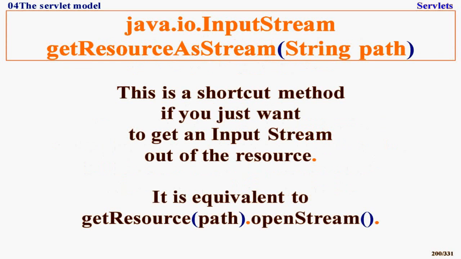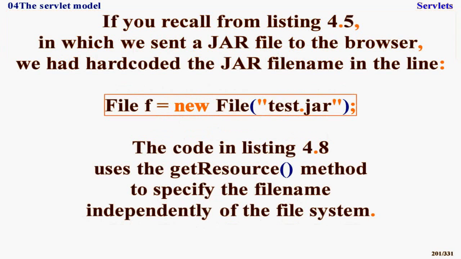java.io.InputStream getResourceAsStream(String path): this is a shortcut method if you just want to get an input stream out of the resource. It is equivalent to getResource(path).openStream(). If you recall from listing 4.5, in which we sent a jar file to the browser, we had hard-coded the jar filename in the line File f = new File("test.jar"). The code in listing 4.8 uses the getResource method to specify the filename independently of the file system.